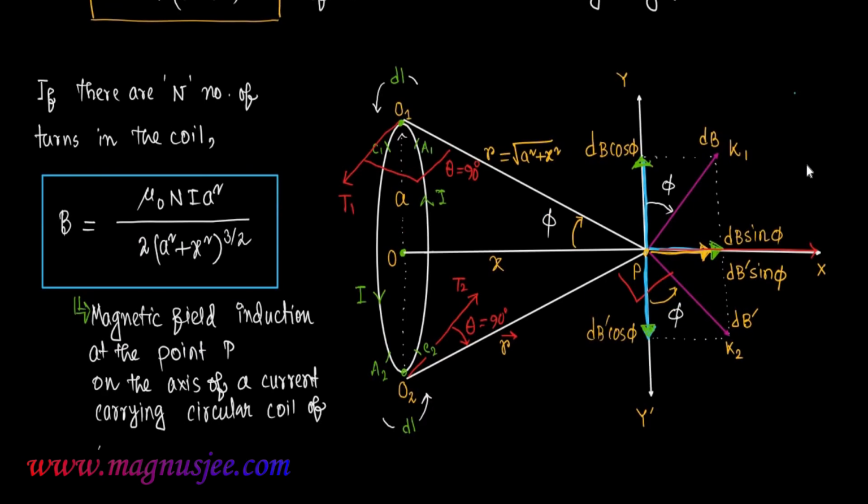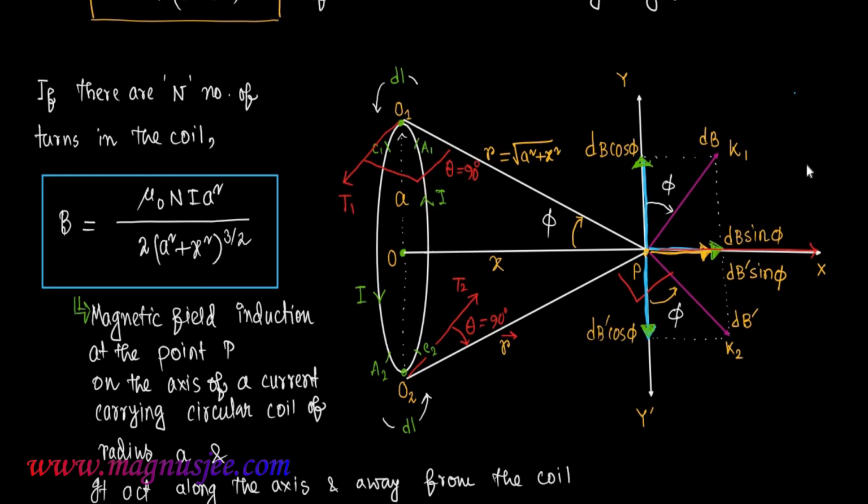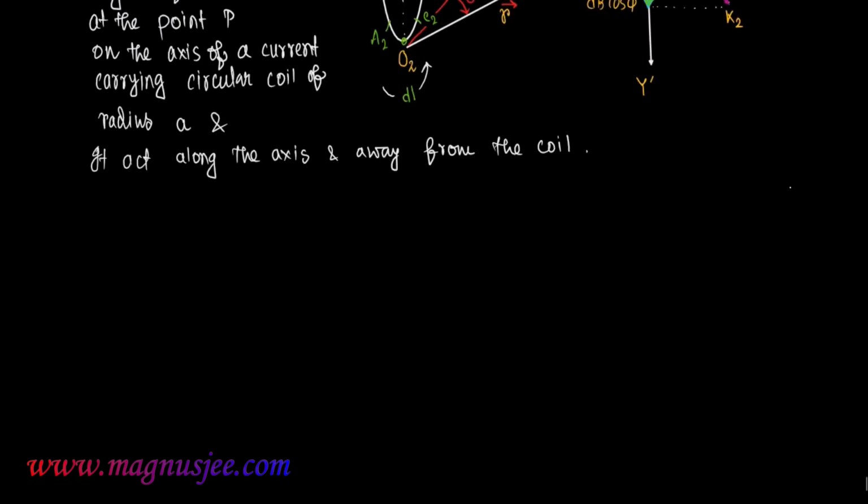B equal mu 0 n I a square divided by 2 (a square plus x square) whole to the power 3 by 2. This is the magnetic field induction at the point P on the axis of the current carrying circular coil of radius a. And this magnetic field induction acts along the axis and away from the coil.